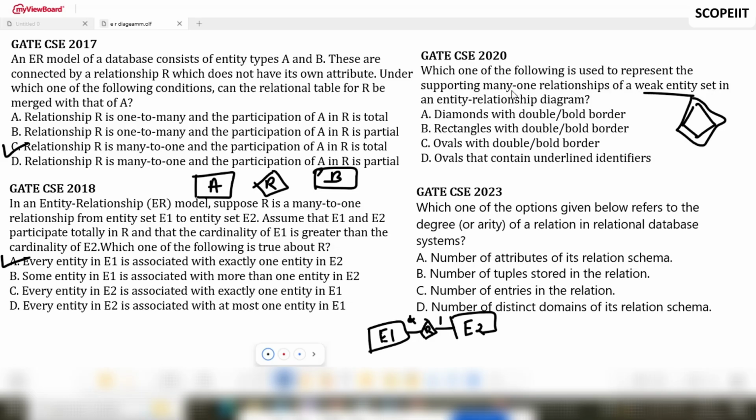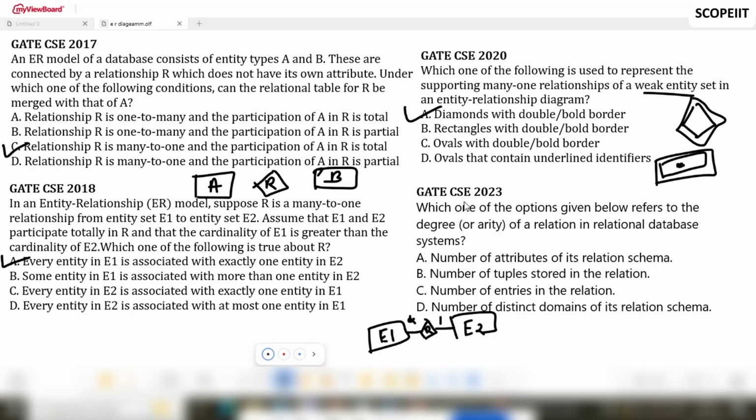What they want is to support the many to one relationship. So that means, which is the weak relationship? I have already explained the diagrams in the beginning. Whenever it is like that, this is basically a weak entity. But right now they want the weak relationship. So weak relationship is nothing but the double diamond shape, right? So the correct answer is option A in this case.